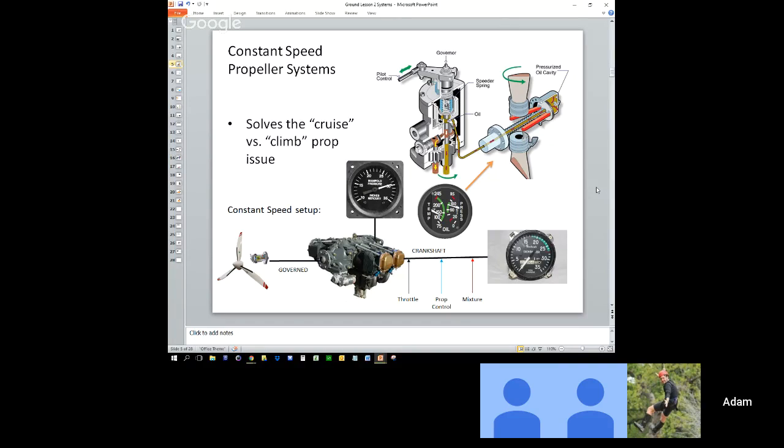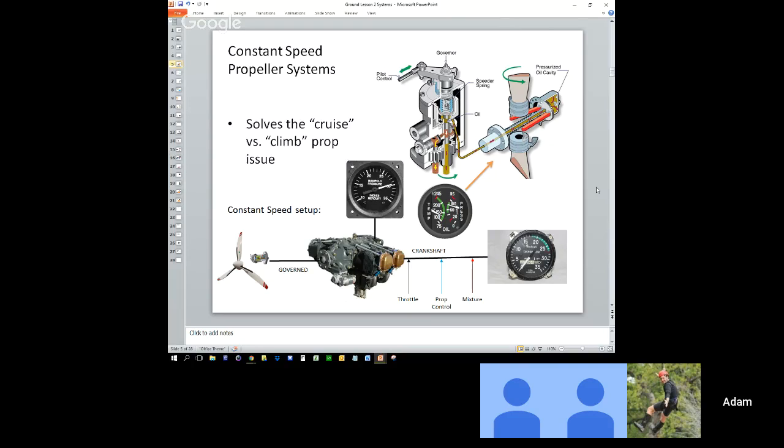The constant speed propeller system solves the climb versus the cruise issue of a fixed pitch. A fixed pitch propeller isn't really built efficiently for cruise or climb. It's kind of in the middle. For a constant speed system, the aircraft is going to find the best propeller blade angle for the RPM that the pilot sets. Now, constant speed systems are a complex aircraft system.